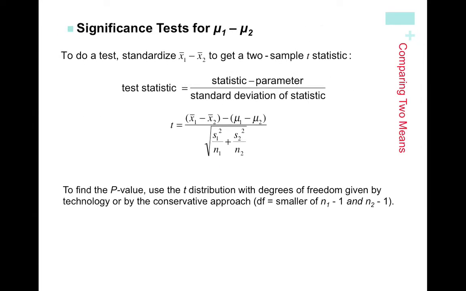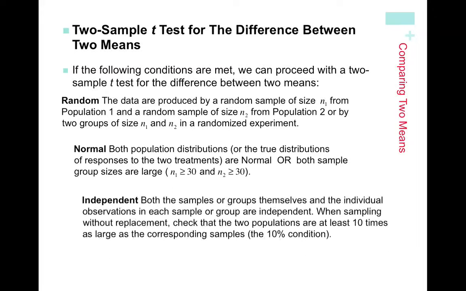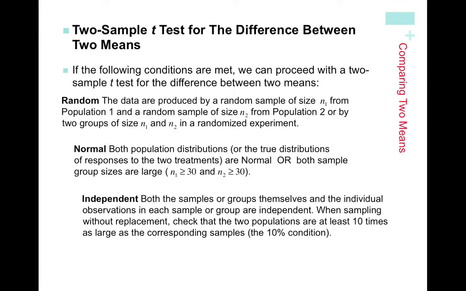You can find the p-value the same way, so we can use technology, which I told you to do, or you can use the conservative method and use the smaller degrees of freedom to find the p-value. Our conditions are the same as they were for the hypothesis test. Again, in that normal condition, you may need to look at a graph and see if it looks roughly normal or symmetric.